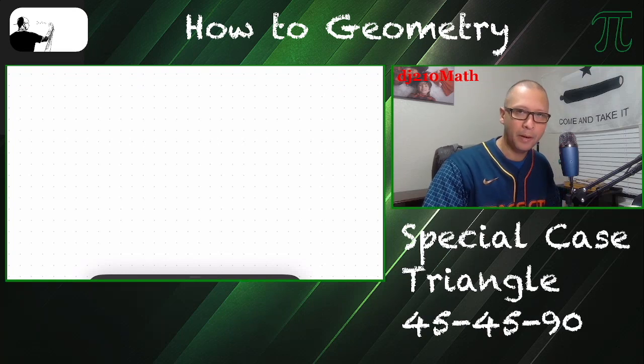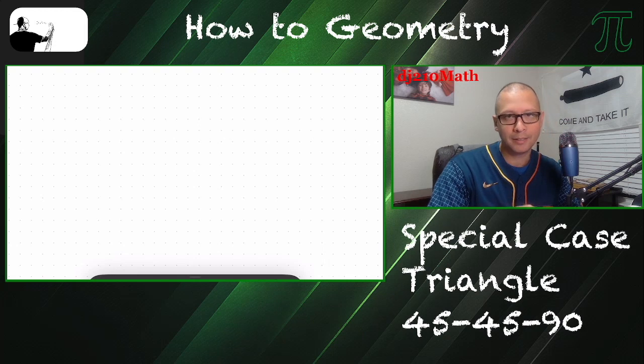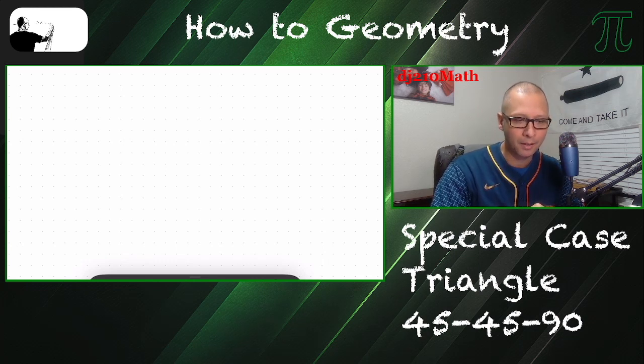All right, so hopefully by now we're comfortable with solving right triangles using the Pythagorean theorem. We know that if we have two sides of a right triangle, we can always find the third side using the Pythagorean theorem. However, there are special cases where, if you recognize that you're in a specific right triangle case, then the Pythagorean theorem isn't necessarily necessary.